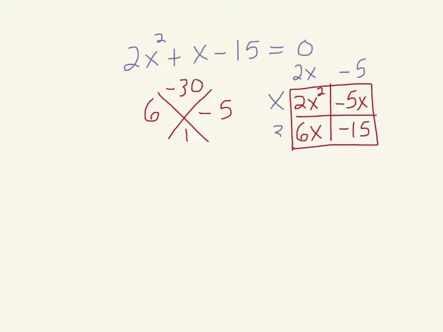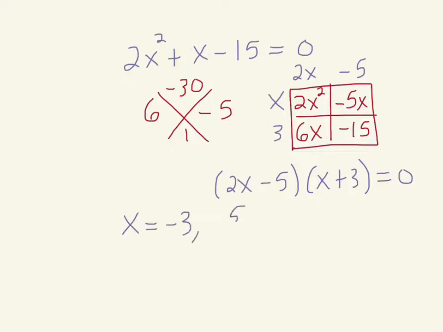So now we have 2x minus 5 times x plus 3 equals 0, and we want to solve for x. So we know now x is negative 3, or x is 5/2. And we call these our boundary points. Those are going to come in handy in step 3. Okay, are we ready for step 3?